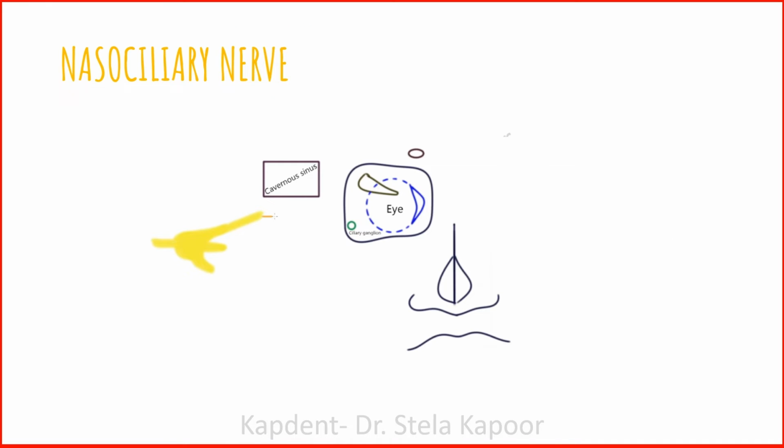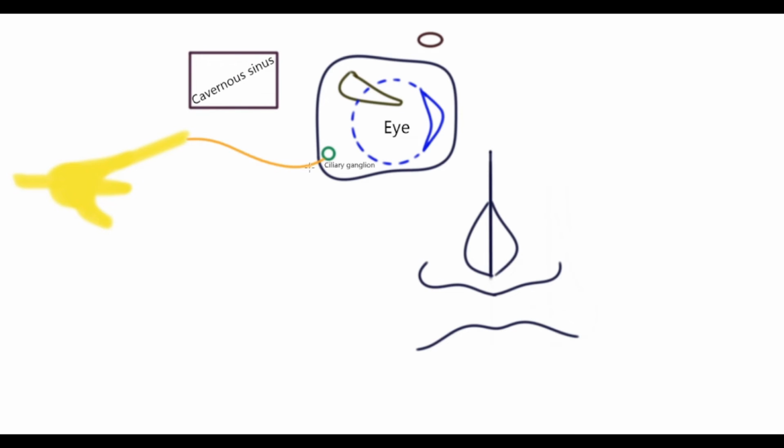The nasociliary nerve travels anteriorly along the medial border of the orbital roof, supplying the nasal cavity and ending at the root of the nose. It gives off a branch to the ciliary ganglion via short ciliary nerves and divides into two or three long ciliary nerves, posterior ethmoidal, anterior ethmoidal, and infratrochlear nerve.